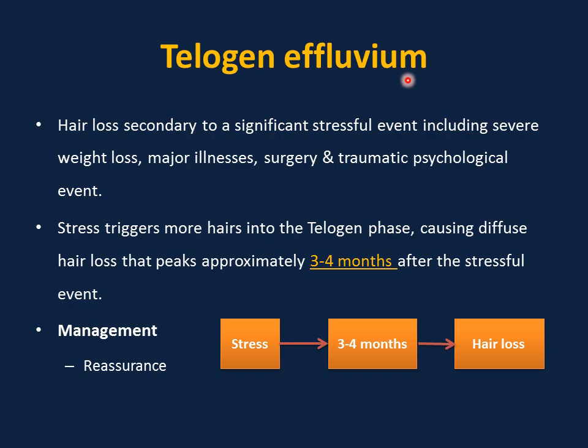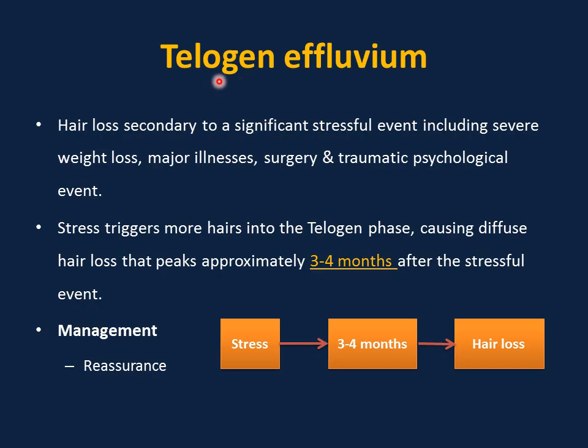Telogen effluvium is hair loss secondary to significant stressful events. It makes the hair prematurely go to the telogen phase. Usually you have three phases: anagen, catagen, and telogen. The anagen is the hair growth, and the catagen is a short transition stage that occurs at the end of the anagen stage. And then the telogen is the resting phase, where the hair starts to fall.